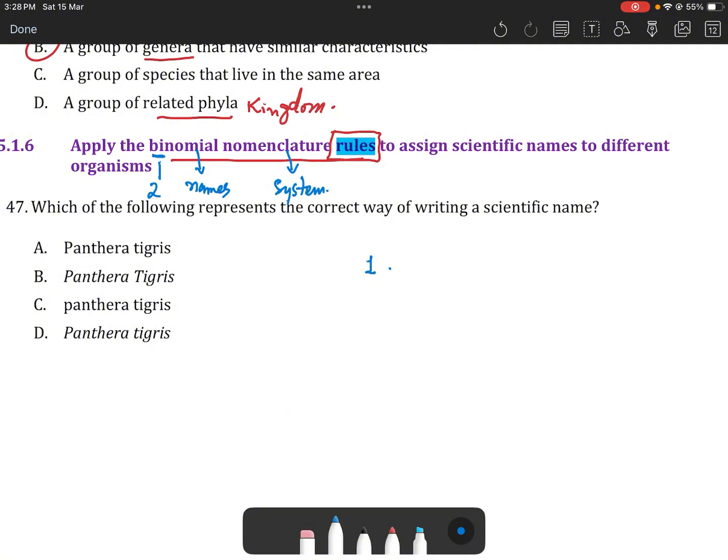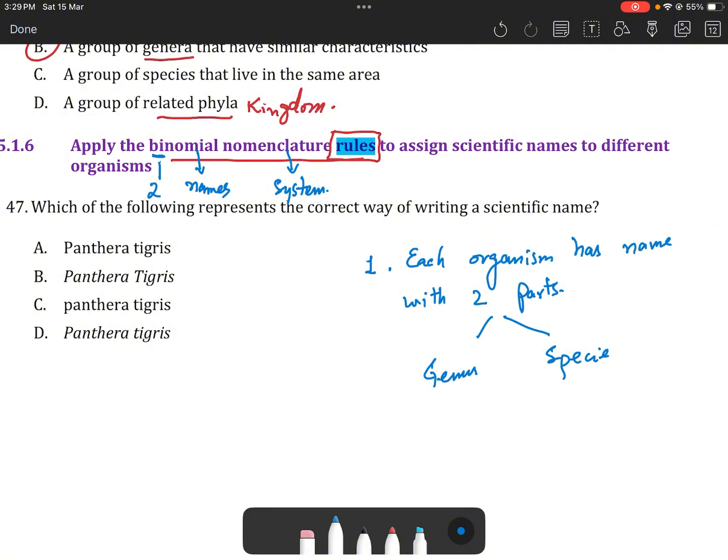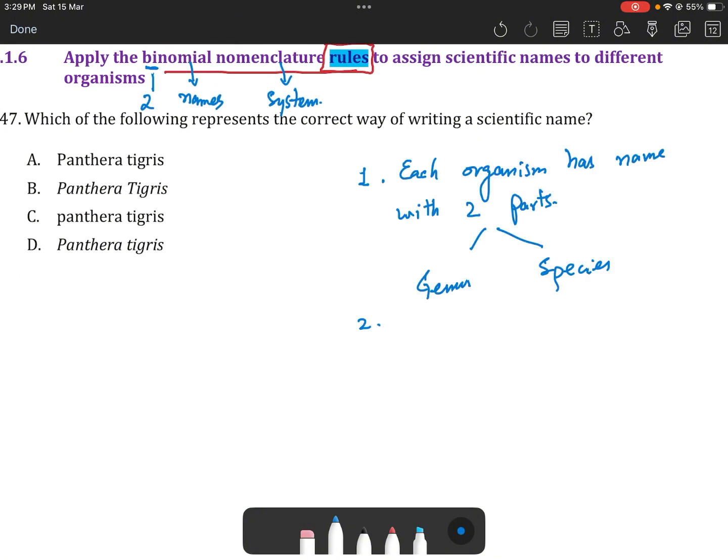First of all, we will say that each organism has a name with two parts, and the first part is the genus and the second part is the species. Rule number two: in both parts, only the first letter is capital. Only the first letter in the whole name is capital, in the first part, okay.